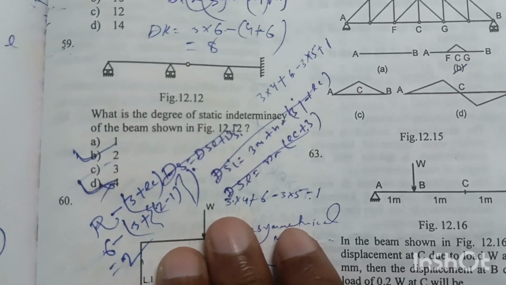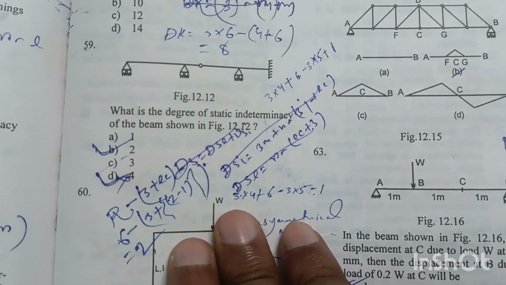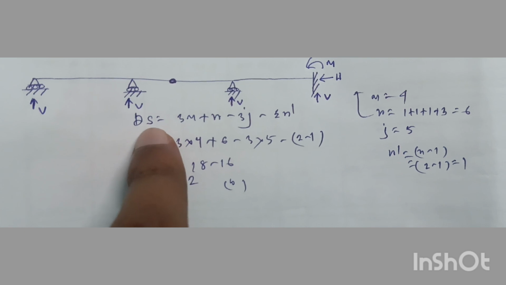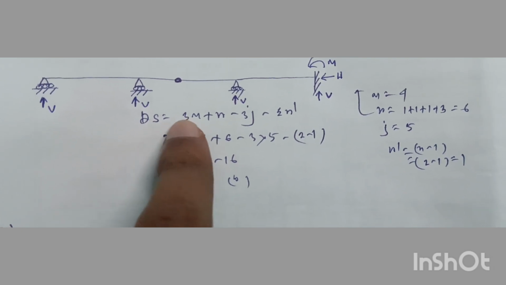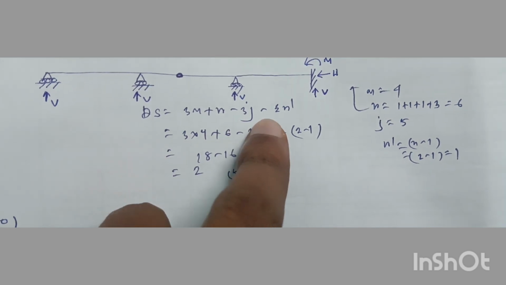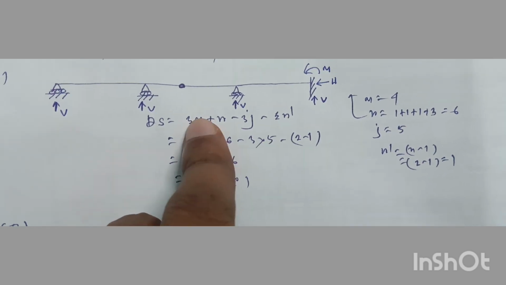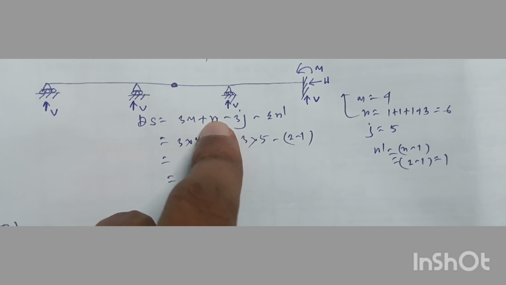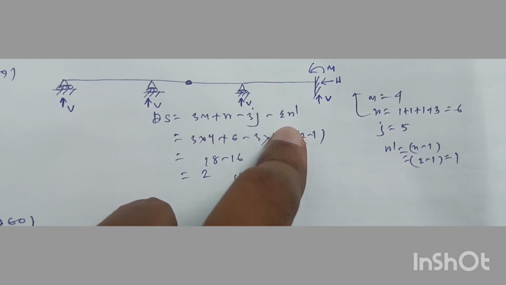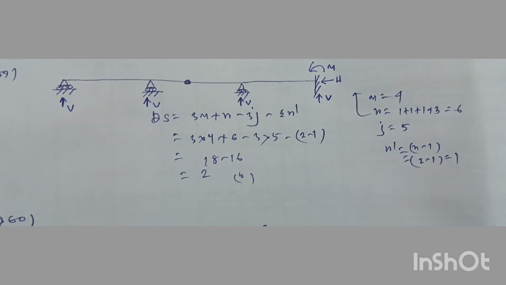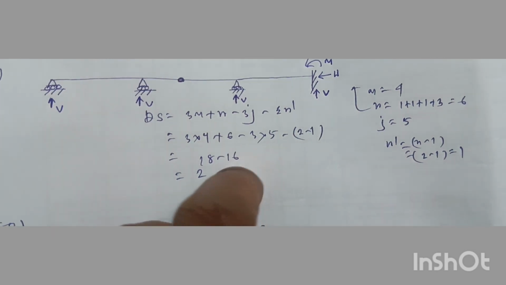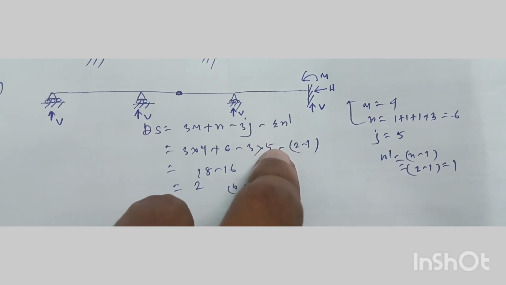Question number 59. What is the degree of static indeterminacy of the beam shown in figure 12.12? For this beam, the degree of static indeterminacy formula will be 3m plus r minus 3j minus summation of r dash. M is the number of members, r is the number of reaction components from the beam, j is the number of joints, and r dash is the number of additional equations required due to internal hinges or hybrid joints. The formula for r dash will be equal to n minus 1.